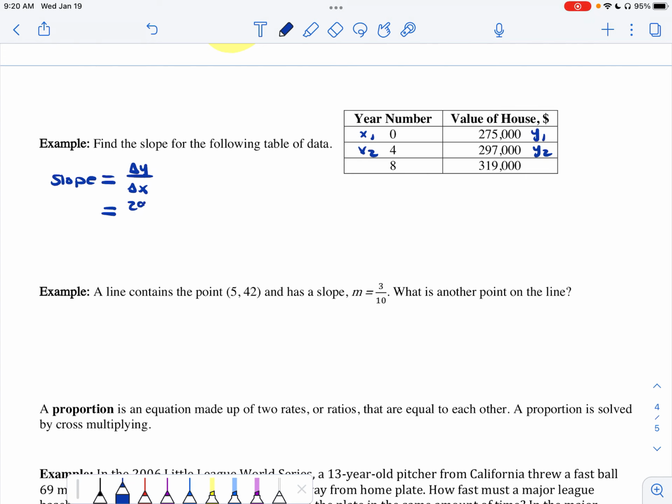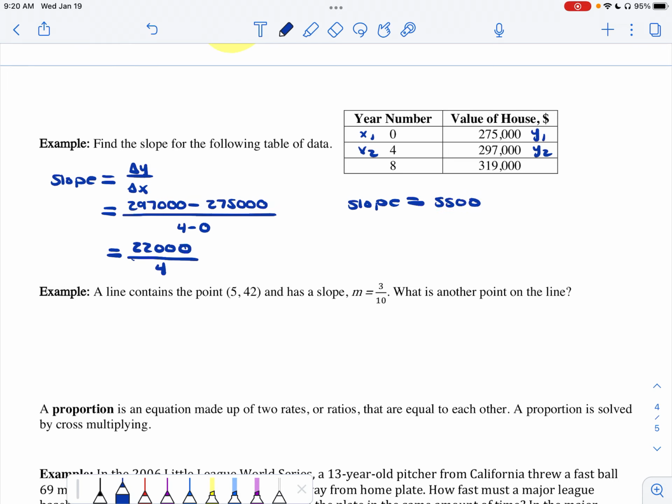So we would have 297,000 minus 275,000 divided by 4 minus 0. Okay. All right, so let's simplify this. So 297,000 minus 275,000 gives me 22,000. And then that's divided by 4. And if we reduce that, 22,000 divided by 4 is 5,500.